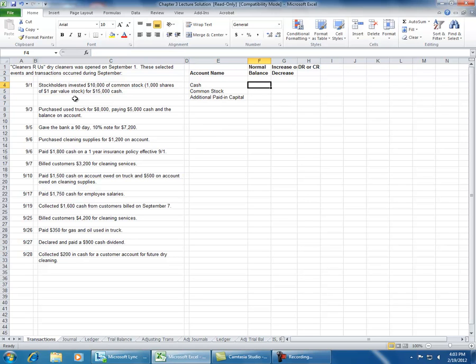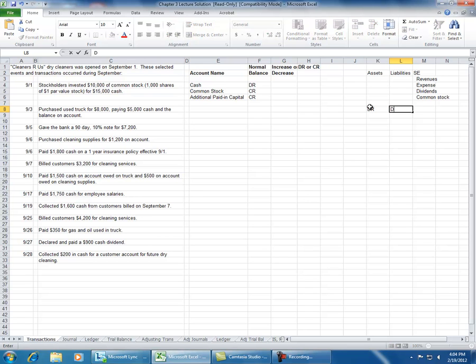As far as normal balance, our assets are going to be our debits, common stock will be credit, and so will additional paid-in capital. And as a quick review of that, if we think of the accounting equation, assets equals liabilities plus stockholders' equity, and stockholders' equity, let's think of some major components. We've got revenues, expenses, dividends, and common stock.